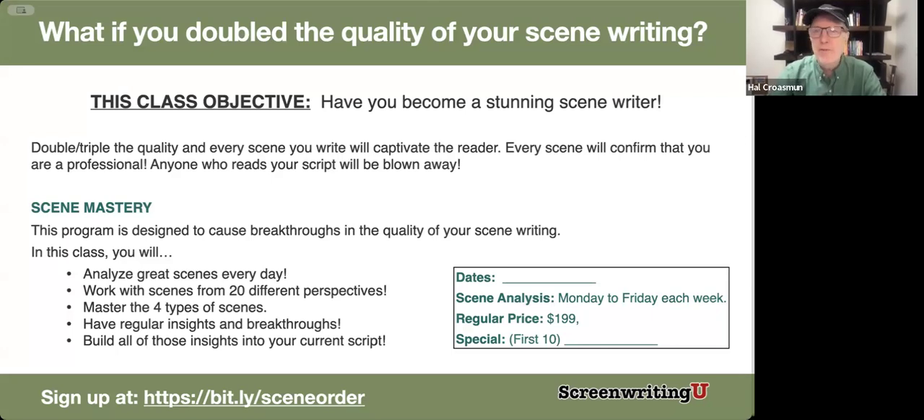Every script you write from now on, you will be using this process. It will give you such an advantage. It'll make such a difference in the quality of your writing.